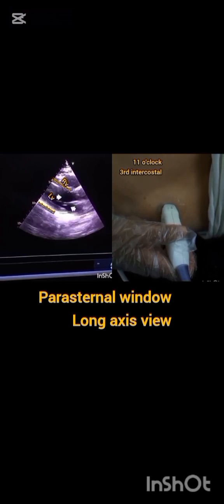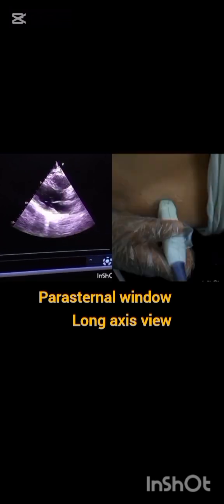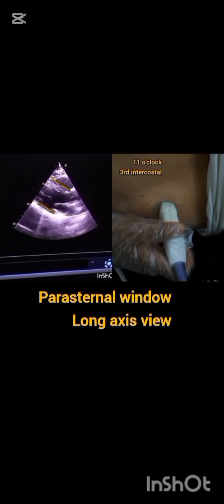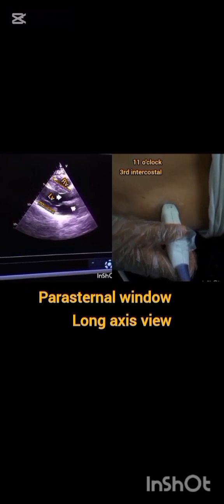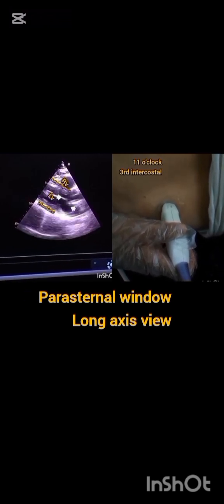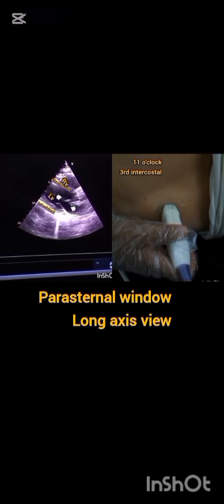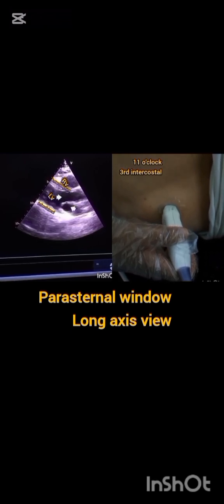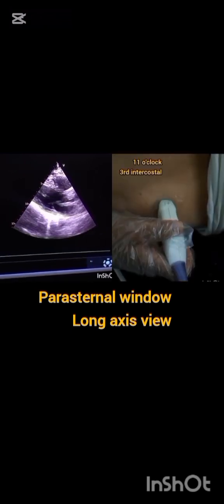This view is used for the measurement of left ventricle and aortic root dimensions and is also used for 2D mode assessment of the ventricles, mitral valve, and aortic valve, and for pericardial disease.